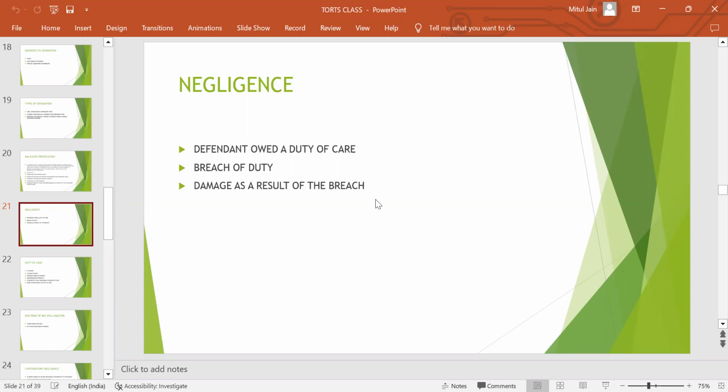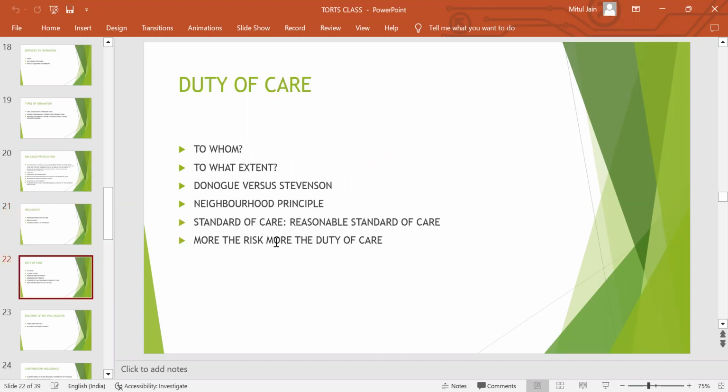So hence, there is no negligence on part of the driver towards the pregnant lady. So this brings us to the question, towards whom? Towards whom means to all those people who are likely to get affected. Now, this principle is known as the neighborhood principle. The word neighborhood does not denote here any geographical limitation or any geographical boundary.